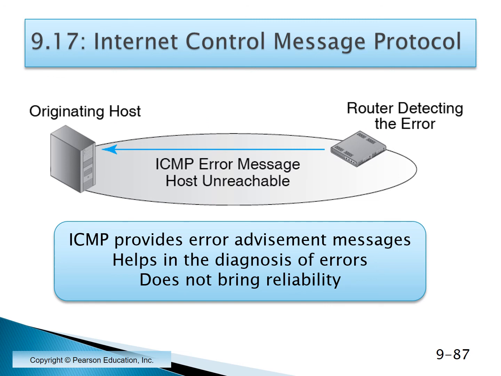For example, an ICMP error message can be sent when a router detects an error, say host unreachable, and sends a message back to the host. This is sent over ICMP. So ICMP provides error advisement messages. It can also help in the diagnosis of errors, but although it does that, it does not bring reliability. It's saying that there is an error, but it's not asking for any resending and so on.